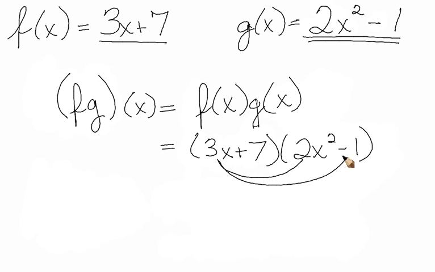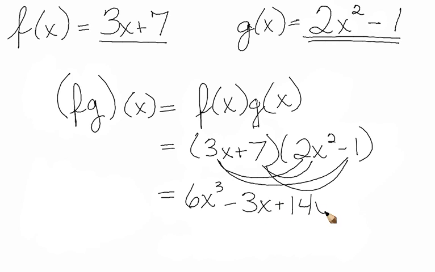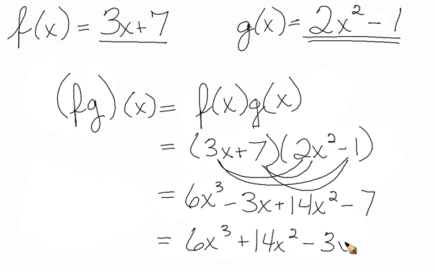Okay, so distribute, and we'll distribute this way as well. In this case, it's foiling. So we will have the first one, 6x cubed, and then outsides we get negative 3x. Inside we have plus 14x squared, and last we have negative 7. And again, we want to try to add like terms. We don't have any like terms, but I'll go ahead and write it in descending power of x just to have everything in the right order.